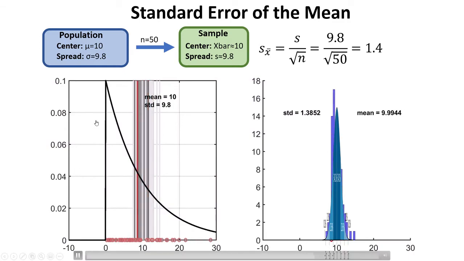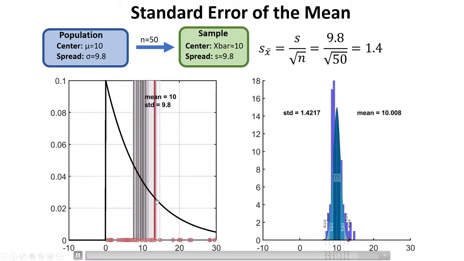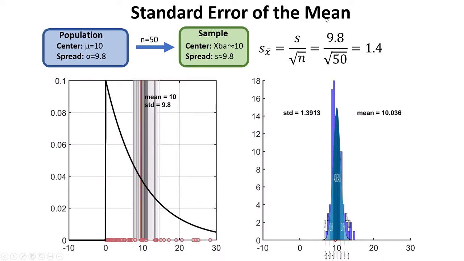So this is about as not normal as you can get. I mean, this is totally skewed, cuts off abruptly at 0, and still, when we take a sampling distribution and we look at how those means are distributed, it's forming a normal distribution. And that's for an n of 50.